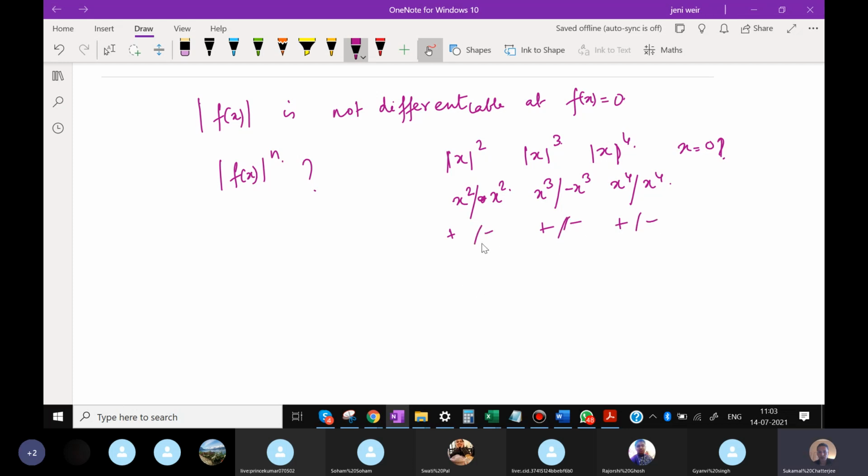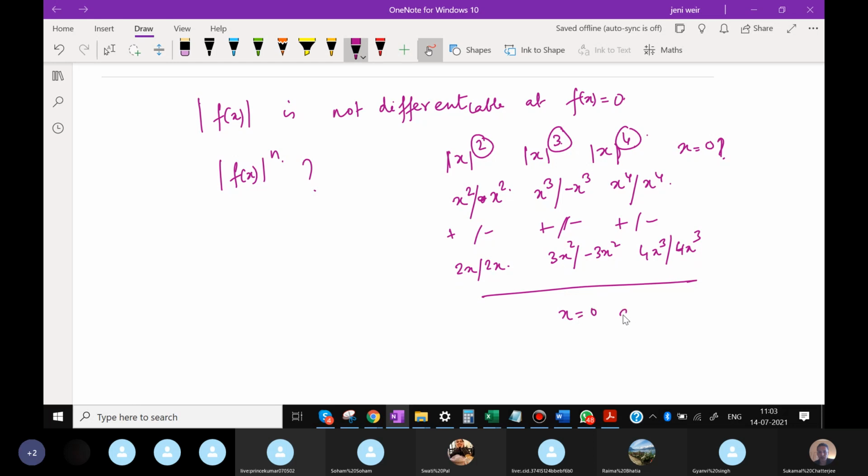So that means if I take the differential, I will get 2x and 2x. Here I'll get 3x square and minus 3x square. Here I'll get 4x cube and 4x cube, right? So regardless of the power, all these functions will be differentiable at x equal to 0 because the left hand and the right hand differentials will be all 0, right?